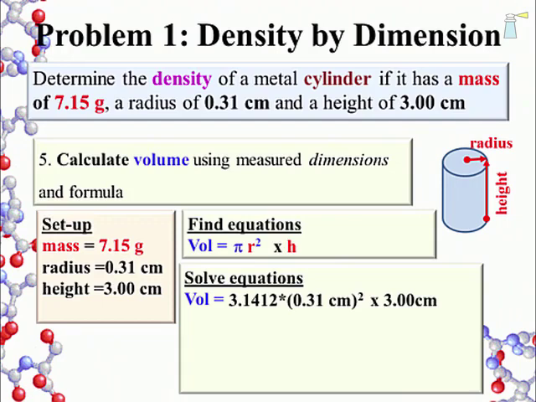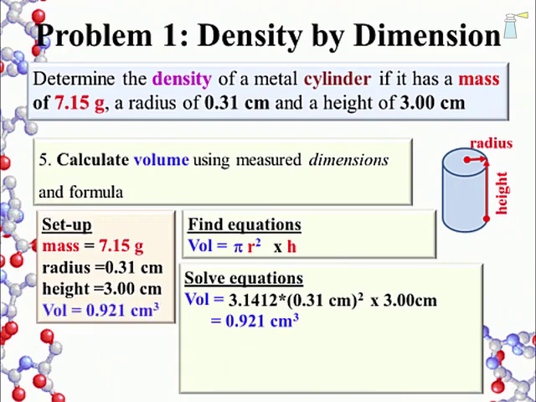3.1412 times 0.31 centimeters squared times 3.00 centimeters, which gives us a volume of 0.921 centimeter cubed. Note that the squaring of the radius gives squared centimeters, and multiplying squared centimeters by centimeters in height gives cubed, or cm³, which is the same as a milliliter. 1 mL equals 1 centimeter cubed.